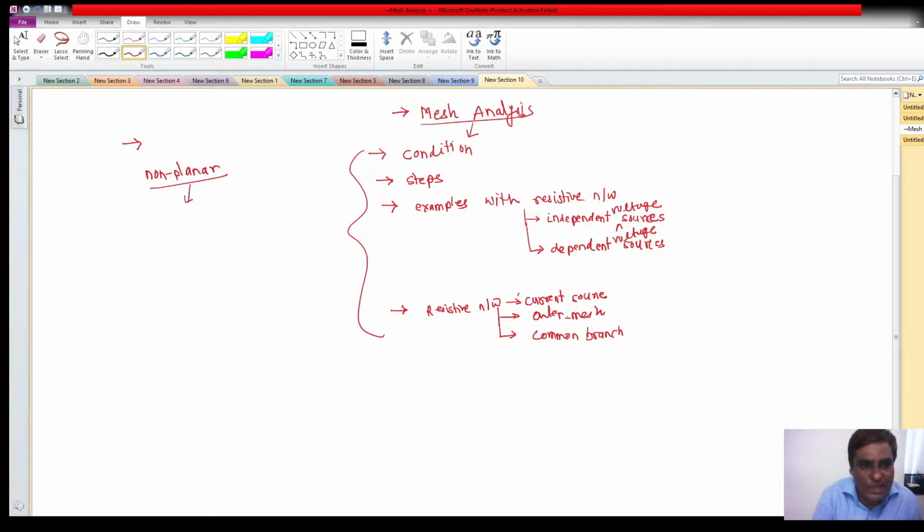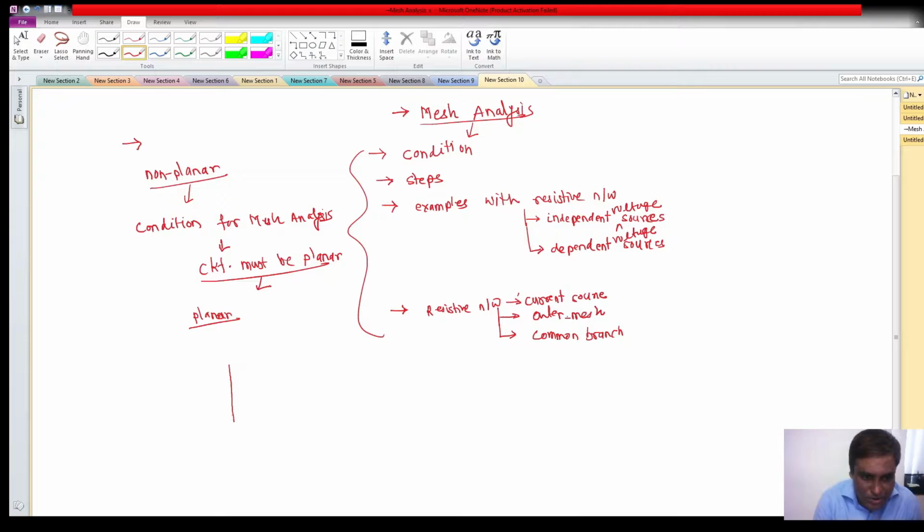So what is the condition for mesh analysis? The condition for mesh analysis is that your circuit or network must be planar. Now the question comes, what is planar? So let us have an example first. In order to understand the words planar and non-planar, let me first draw the skeleton of the network.